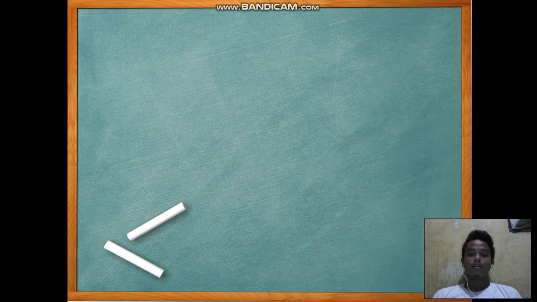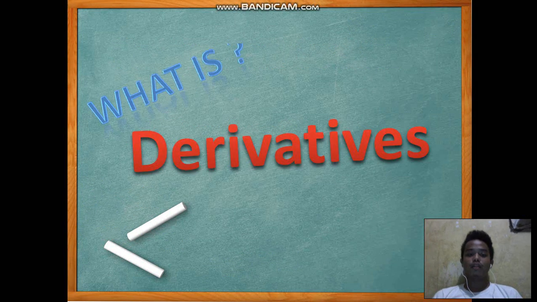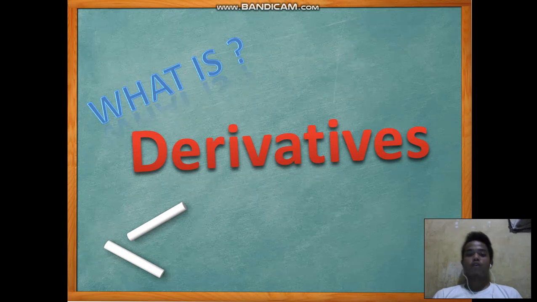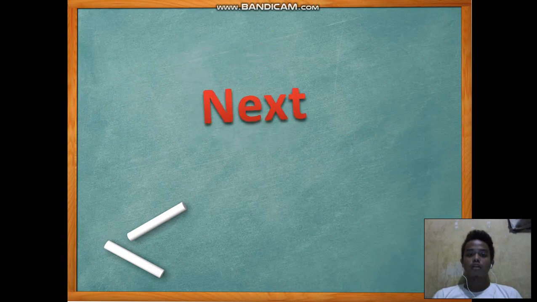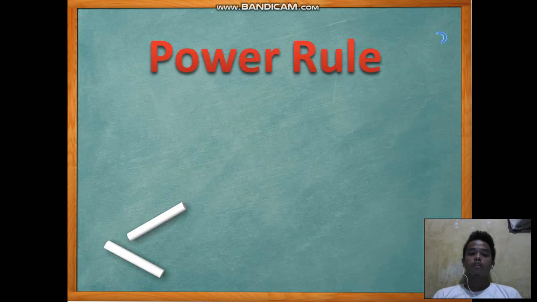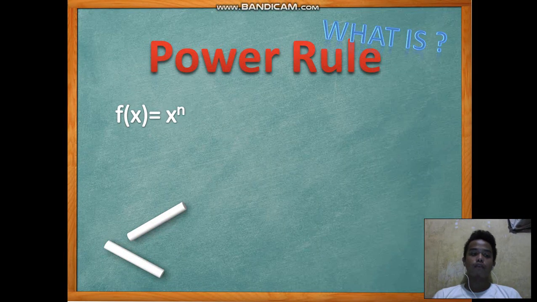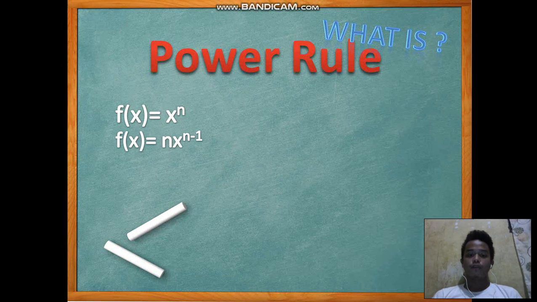So let's start. We are dealing here with derivatives, and in order for us to get the derivative of a certain function, we need to apply the power rule. The power rule states that f of x is equal to x raised to the power of n, and in order for the rule to be achieved, you need to multiply the value of your exponent to your leading coefficient and subtract 1 from your exponent.